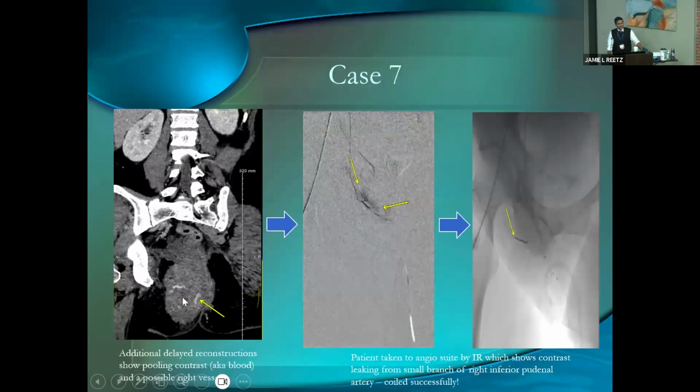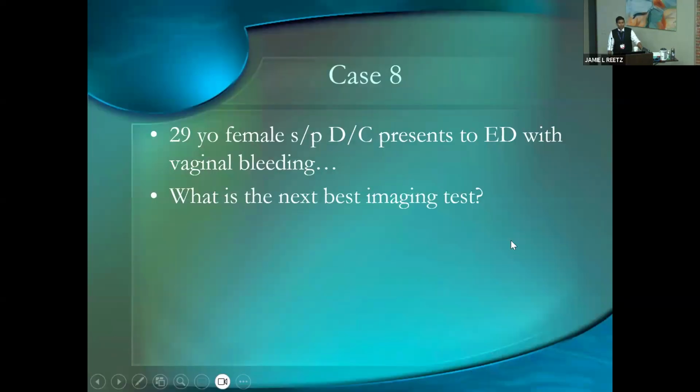So this was, and then when I analyzed it, we said, hey, the contrast is still accumulating. There might be even a little funky vessel here. And so we sent the patient to an angiogram, and this is a patient that did have a laceration of a branch off the right inferior pudendal artery. The contrast in the angiogram, you can see, is also kind of leaking out here. This patient was successfully gel coiled. It coiled up. All right, almost done.